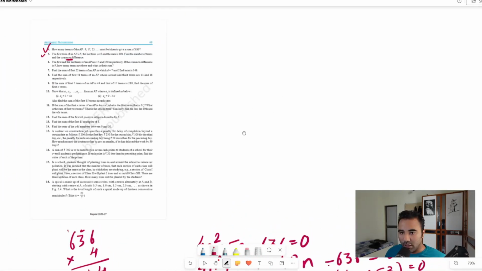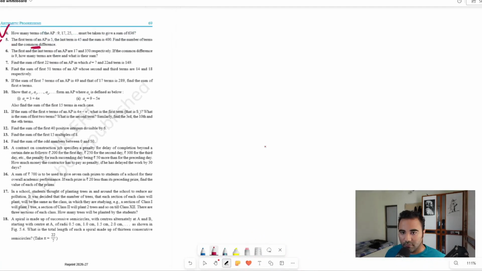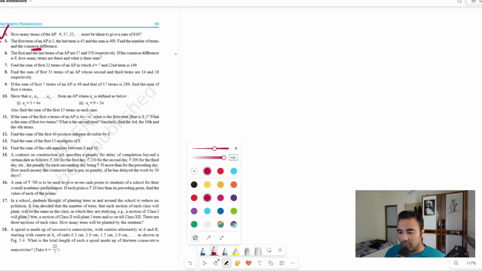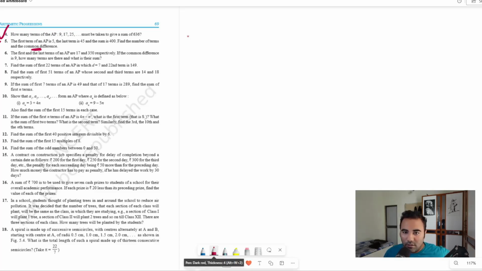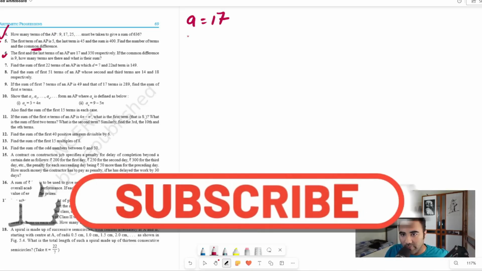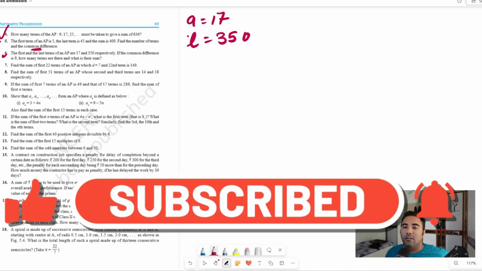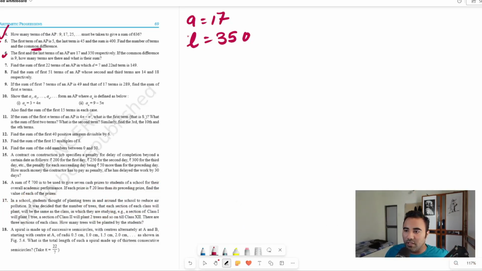Let's go to the next question. Question number 6. The first and the last terms of an AP are 17 and 350 respectively. A is 17, L is 350. If the common difference is 9, how many terms are there and what is their sum?